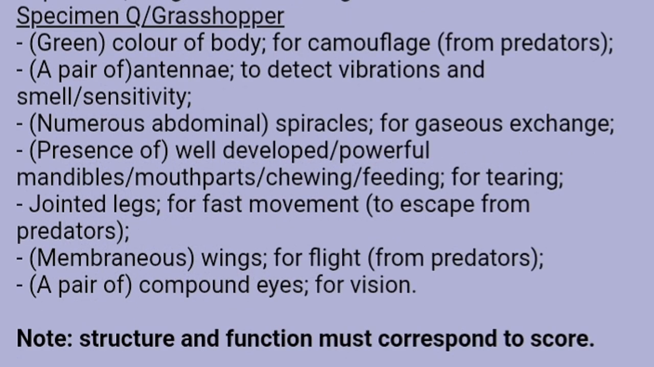Then what are the features of the grasshopper? You see, green mostly. The green color of the body is for camouflage from predators. So with the green color, they can hide in plants that are green and predators won't see them. So they stay alive. And then the pair of antennae is to detect vibrations, smell, and sensitivity. And the numerous abdominal spiracles are for gaseous exchange. And the presence of well-developed or powerful mandibles or mouth parts is for chewing and feeding. That's for tearing food, tearing the leaves that they're going to chew. And then the jointed legs are for fast movements to escape from predators. And the membranous wings are for flight from predators. And a pair of compound eyes for vision.